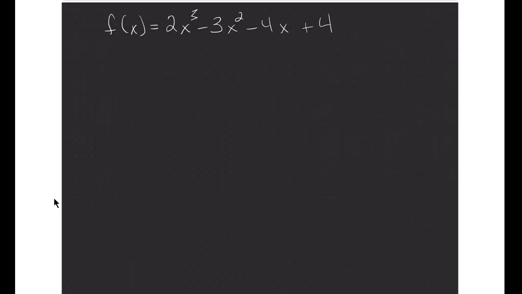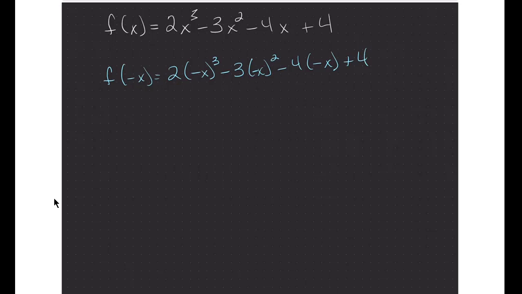So to test it, what are we going to do? F of negative x. Good job. Proud of you. So we have what? 2 times negative x to the third minus 3 times negative x squared minus 4 times negative x plus 4.